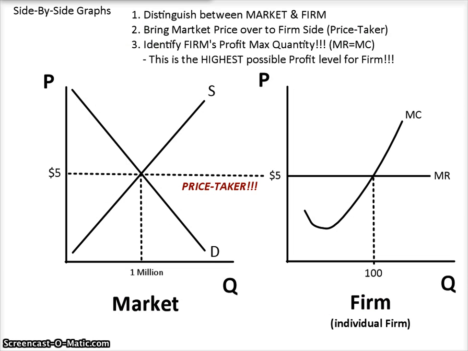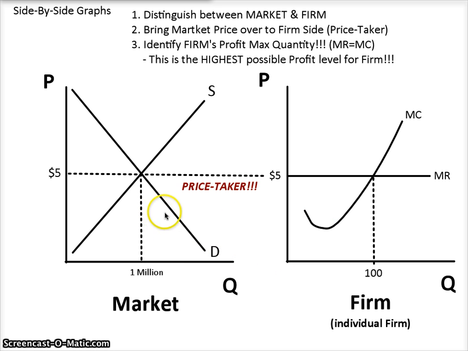We're going to be dealing with side-by-side graphs. On one side we have the market, on the other side we have the firm. When you draw the four competition types, perfect competition, monopoly, oligopoly, and monopolistic competition, this is the only one of the four market structure types in which you'll be doing a side-by-side graph. So this is unique to perfect competition.